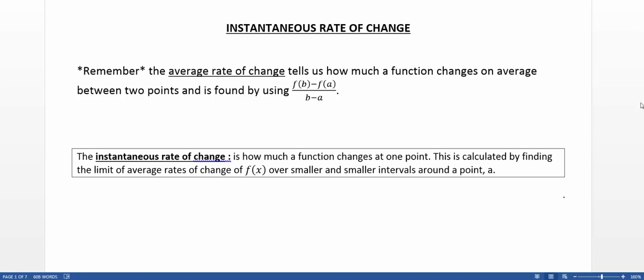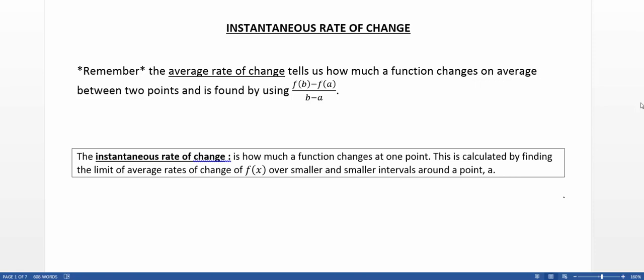So far, we've looked at the relative rate of change and the average rate of change. So we're going to build upon what we know about the average rate of change to figure out what's called the instantaneous rate of change. So let's review what we know about the average rate of change. The average rate of change tells us how much a function changes on average between 2 points. We look at the slope of the secant line and we use the formula f of b minus f of a over b minus a.